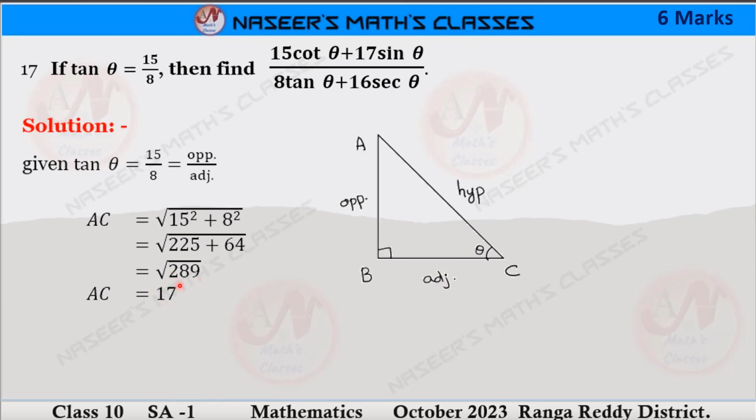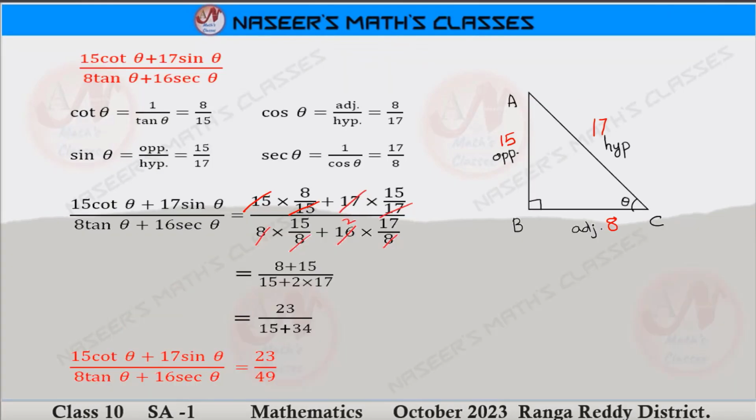So square root of 289 is 17. So we get AC is equal to 17. That is the hypotenuse value. We have to find the values of cot theta, sin theta, cos theta and sec theta. The tan theta is already given as 15 by 8. So cot theta is written as 1 by tan theta, so cot theta is 8 by 15, because cot theta is the reciprocal of tan theta.